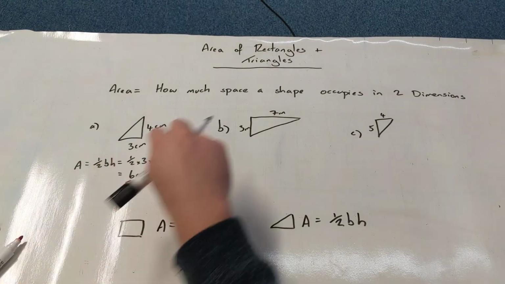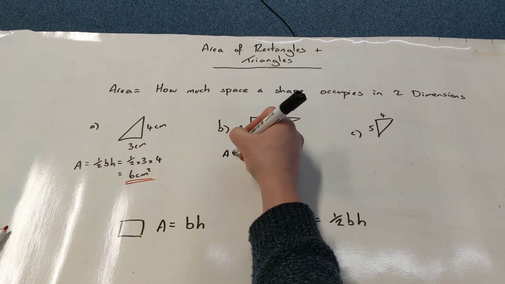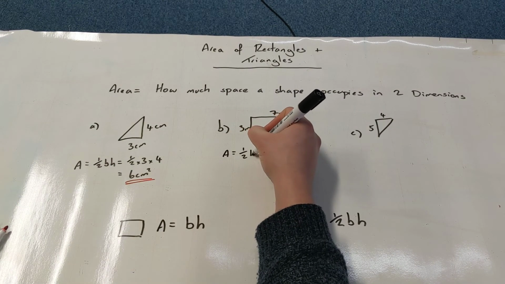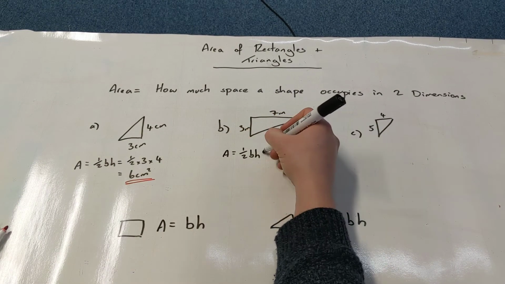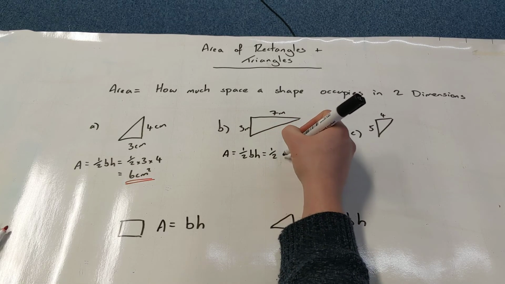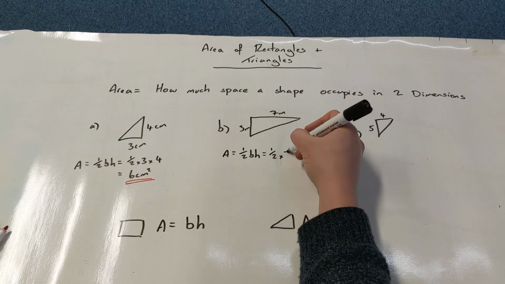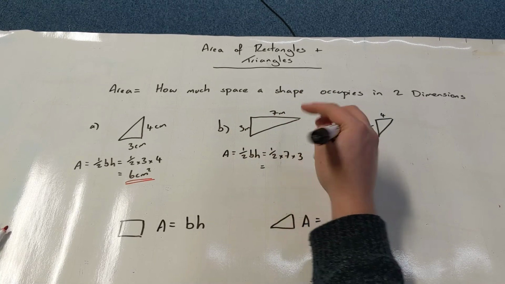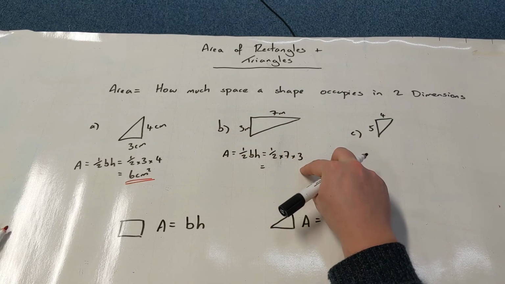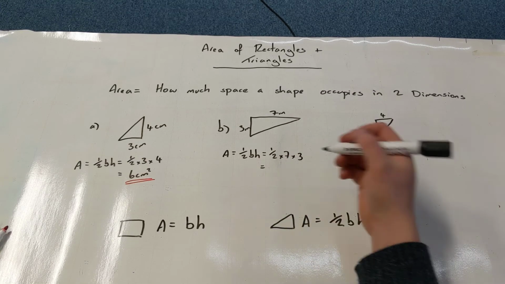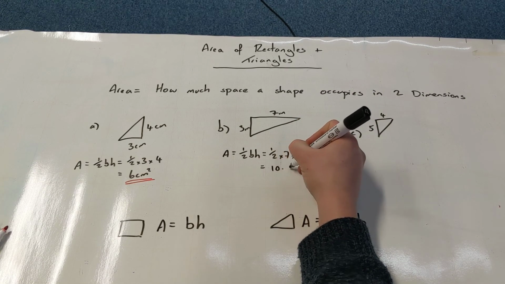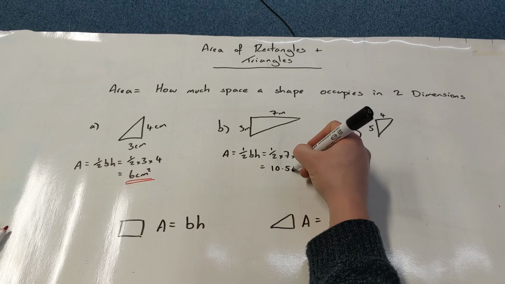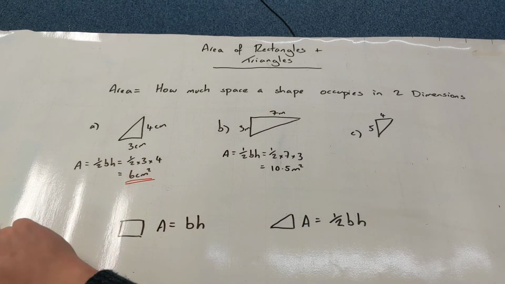This one, the area, equals a half base times height, which equals a half times 7 times 3. So 7 times 3 is 21, and half of 21 is 10.5, and this is going to be meters squared.